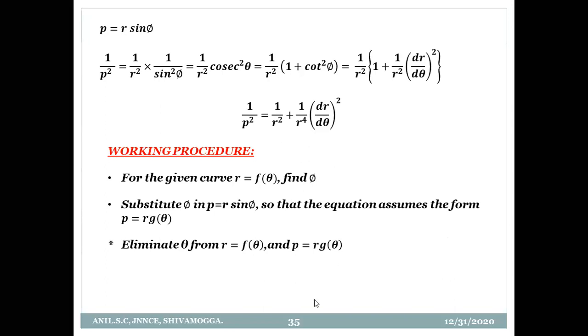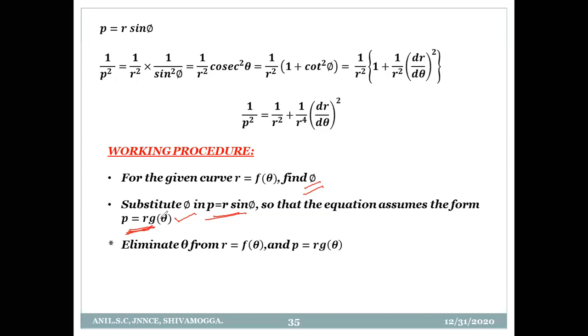Next, working procedure. To find the pedal equation, you will be given a polar curve and you have to find the corresponding pedal equation. You have to perform 3 steps. First step is finding phi, the angle between radius vector and tangent. In the second step, substitute in p is equal to r sin phi. You will get an equation of this type: p is equal to r into g of theta. And in the third step, use the given expression of the problem and this obtained equation to eliminate theta. That resultant will be a pedal equation.